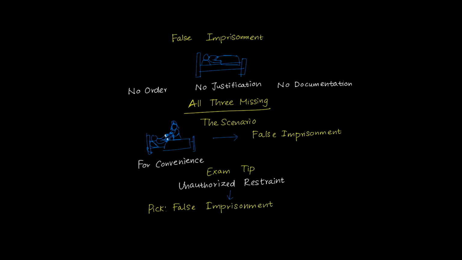Here's a D439 OA exam tip for you. When the stem shows restraint without an order or justification, the answer is false imprisonment. Quick recall hook: no order, no restraint, or it's false imprisonment.